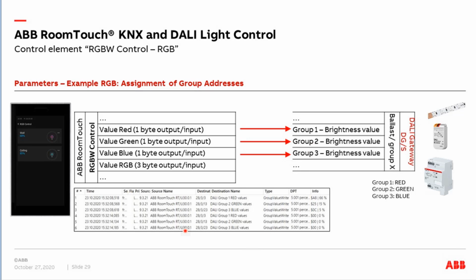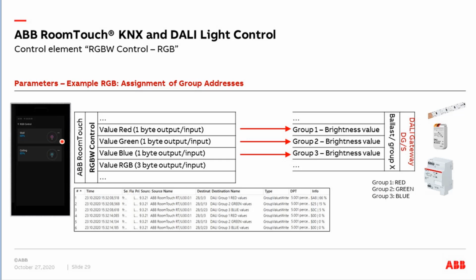Now when we have a look at a group monitor, I switch on, for example, and then you will see 3 telegrams. The first 3 telegrams are sent by the RoomTouch. You see group number 1 red, group number 2 green, number 3 blue, and it's a percent value between 0 and 100%. So it sent red 66%, green 15%, and blue 5%. And then our DALI gateway follows exactly these 3 telegrams and sets the desired color.